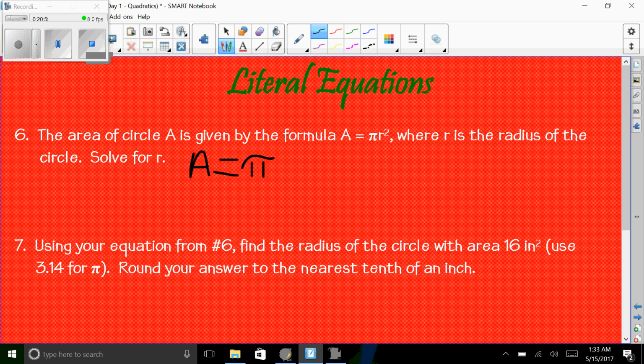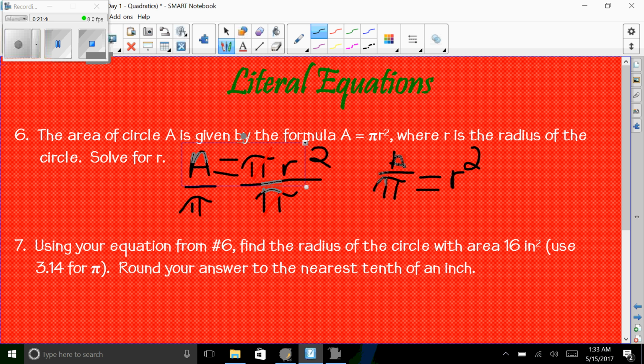You do this by doing opposite operations. Starting with the furthest thing away from r, which is the pi right now, since it's attached by multiplication, we're going to do the opposite, which is division. The pi's cancel on this end, and you're left with a over pi equals r squared.